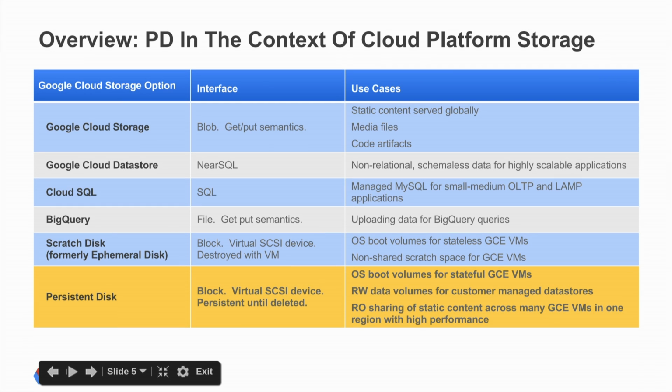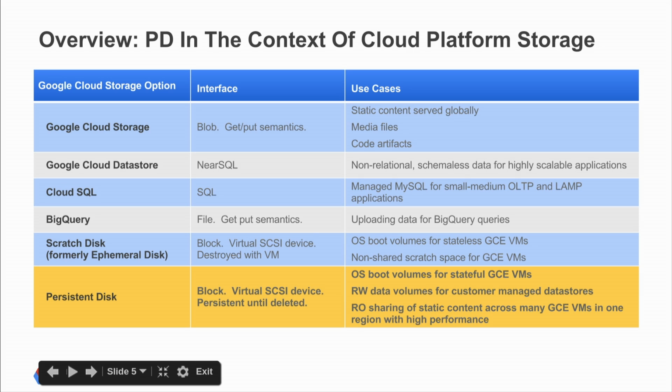So the first thing we like to say when we talk about persistent disk is talk about the context of the rest of cloud storage. A lot of our cloud storage offerings are actually managed data, whether it's a blob or a NoSQL database with data store, or Cloud SQL, which is kind of a MySQL implementation, or BigQuery. But every now and then you don't want managed data. Every now and then you want to manage the data yourself, and you need raw block devices. So Google has two block devices for this purpose.